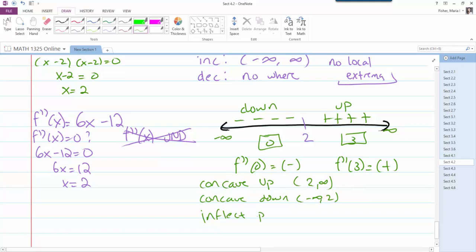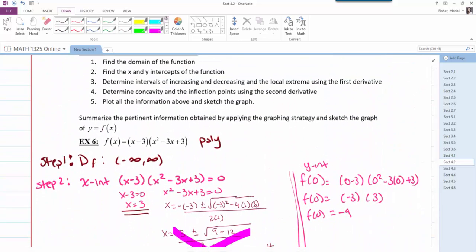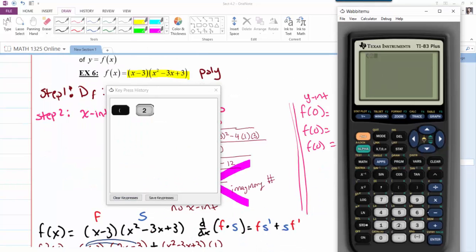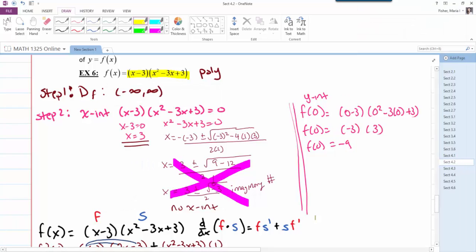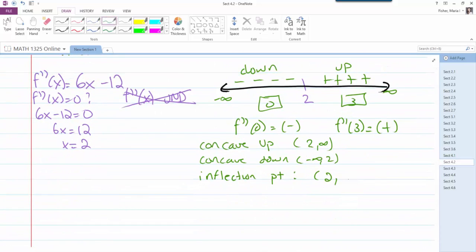And our inflection point will happen at 2 comma. Well, remember, in order to find the y value, plug it back into the original. So this was our original. So plugging in a 2 there, we would say 2 minus 3 times 2 squared minus 3 times 2 plus 3, and we'd end up with negative 1. So our point of inflection is at 2 comma negative 1.